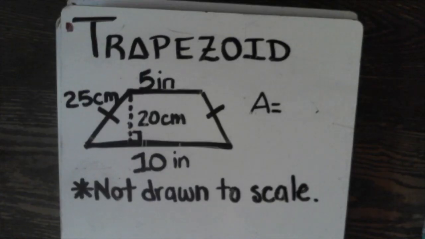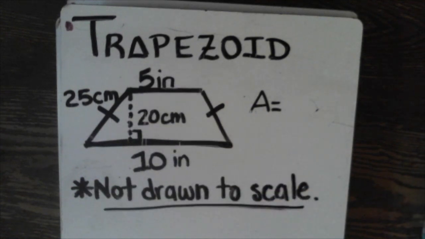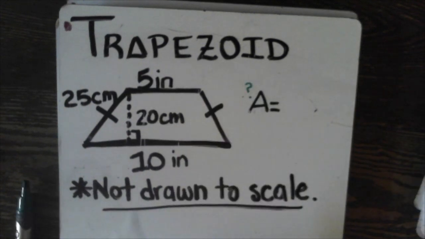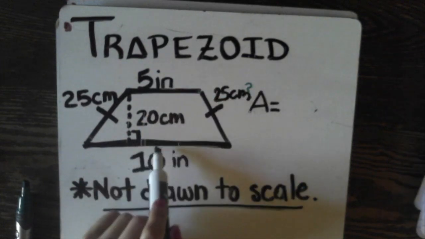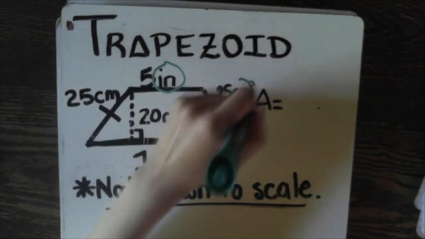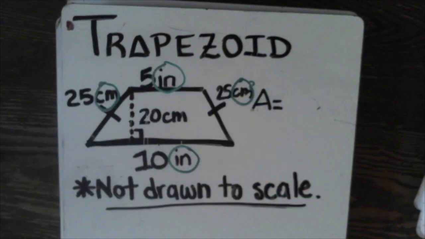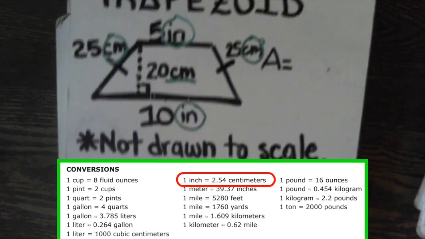This isosceles trapezoid has congruent non-parallel sides. Both of these are 25 centimeters, but this is not drawn to scale, which means this figure is not accurate. Trust the numbers, not the image. Now I have to find the area, and I can use some of this information to get there. But wait a minute, 5 inches, 25 centimeters, 10 inches, 25 centimeters, inches and centimeters, even the height is mixed.